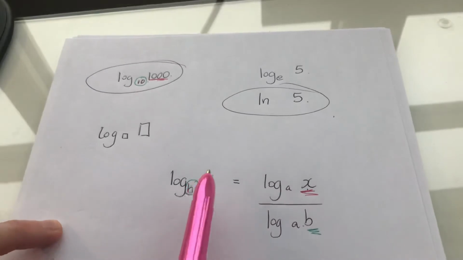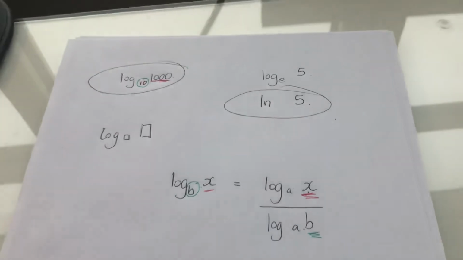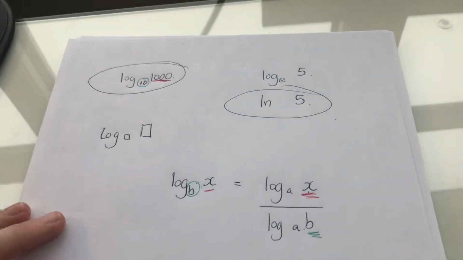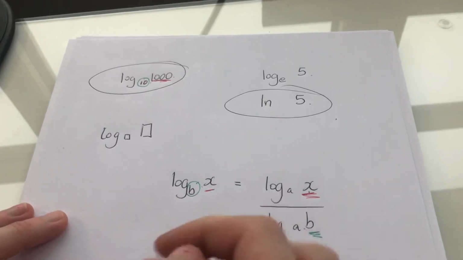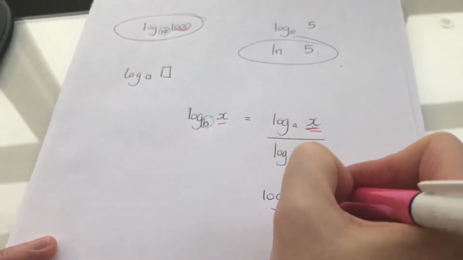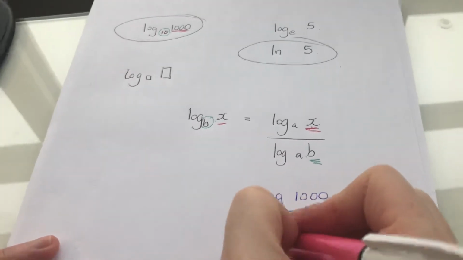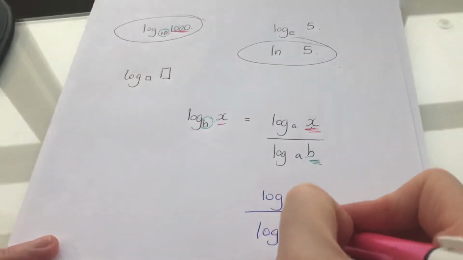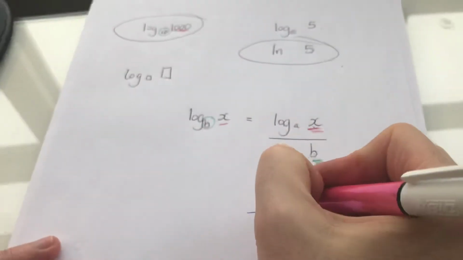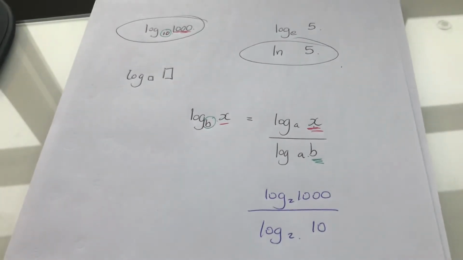So if we compare, there's my x. So in this situation, it happens to be log of 1000 in the base 10. So if I want to change base, it's log of 1000 over log of 10. And whatever base I'd like to be in is what I put in now. So I'm going to go for base 2. And that's it in its new form.